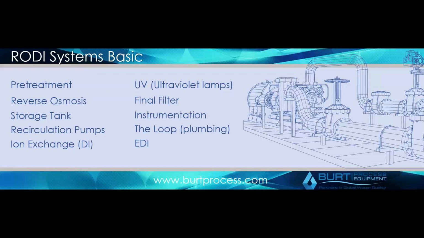Then from there, you basically have the break in your system, which is generally referred to as your recirculation or polishing side, where you have your recirculation pumps that then either feed a loop or your actual processes: DI or ion exchange, ultraviolet, final filters, instrumentation, and then your actual loop piping, and then potentially EDI as well, which we'll talk about a little bit here.